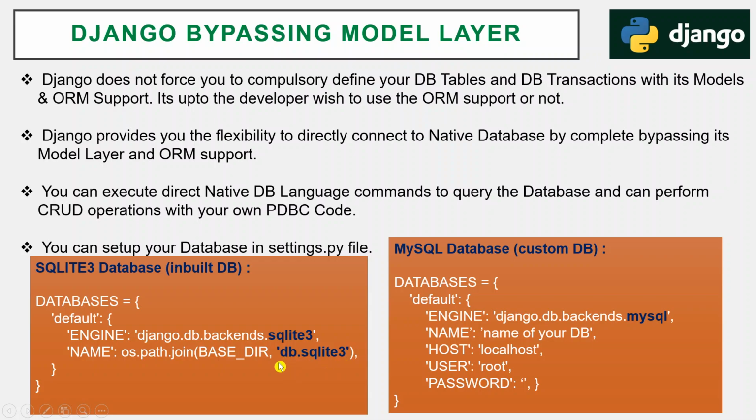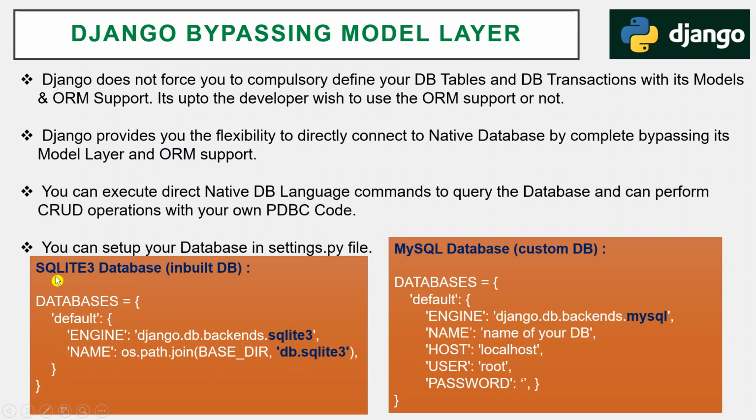So if you carefully examine this db.sqlite3, this file will be created in your web project. Okay, if you run your server, this file will be created by default. This is the database name. So you are specifying that database file to Django so that it will go and connect to this database and perform the DB operations, right? So this is a default database, right?